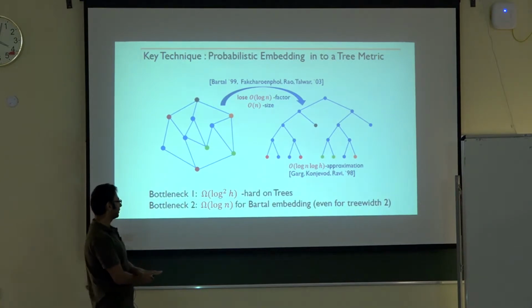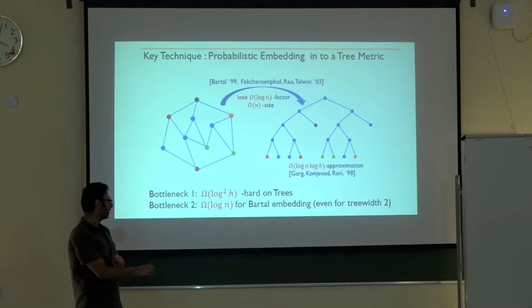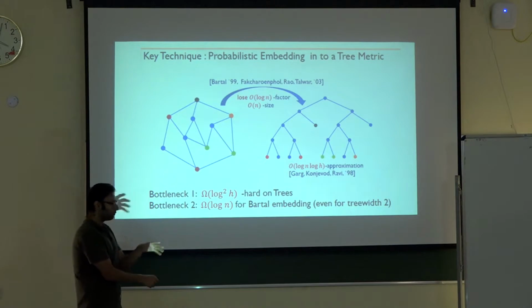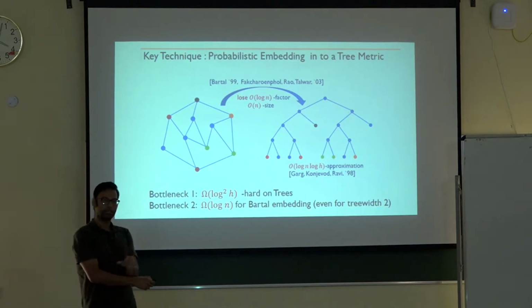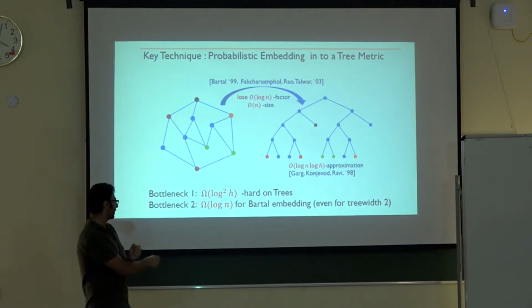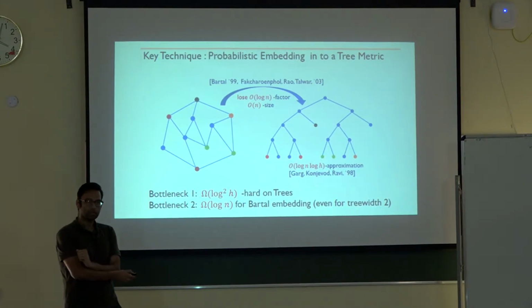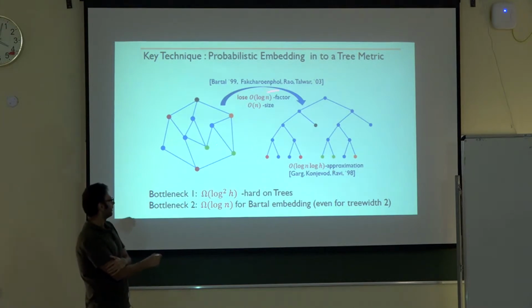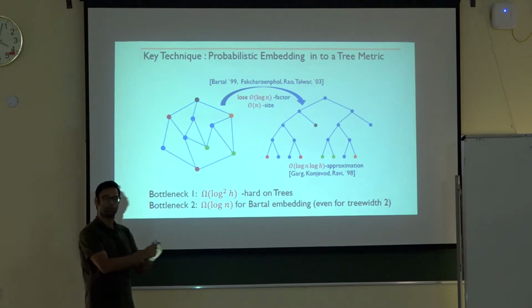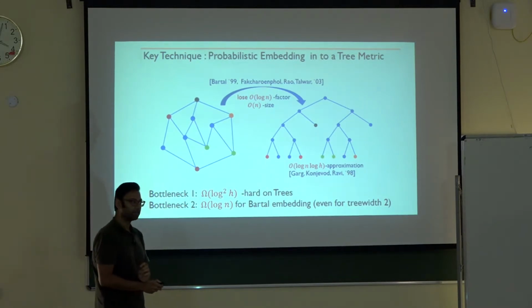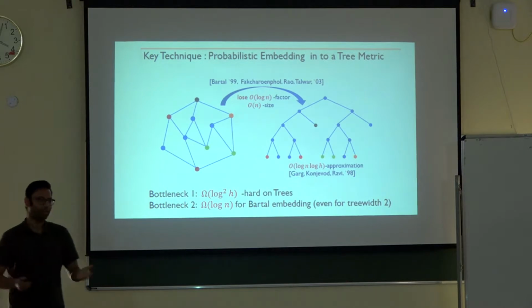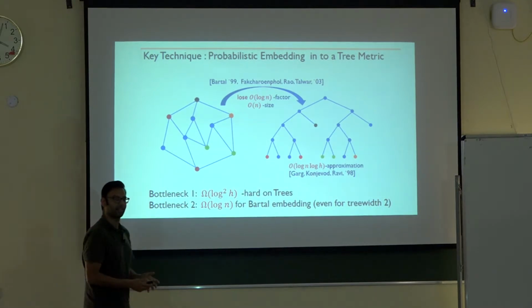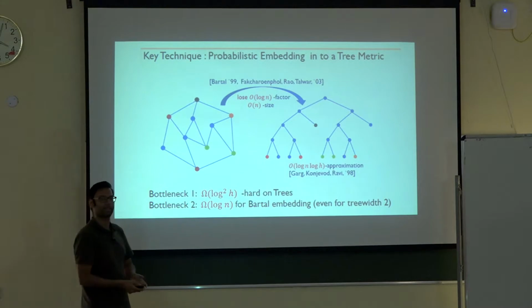There are instances where this kind of embedding has a distortion lower bound of log n, even for graphs which have low treewidth. Even for graphs of treewidth 2, there are instances where you will have to incur a distortion of log n. So any algorithm that takes this approach is bound to hit this log cube barrier in some sense. So the question is, how do I now break this log cube barrier? Is there any hope of avoiding this kind of embedding at all?